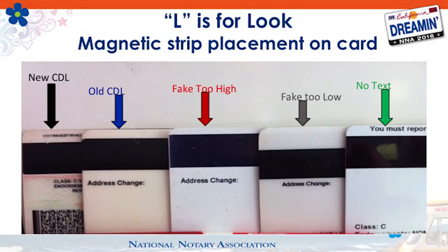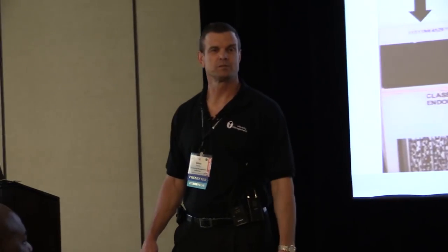For California, these are the two basic heights where it should be. That one over there is way too low. Some are way too high. If you're not sure what it should be and you've got the same state card, you can look at yours.